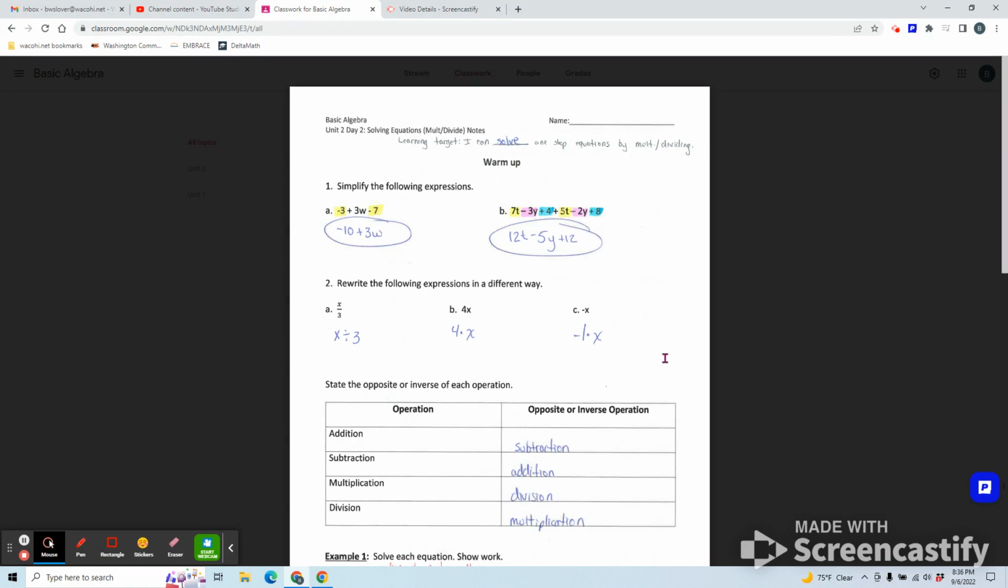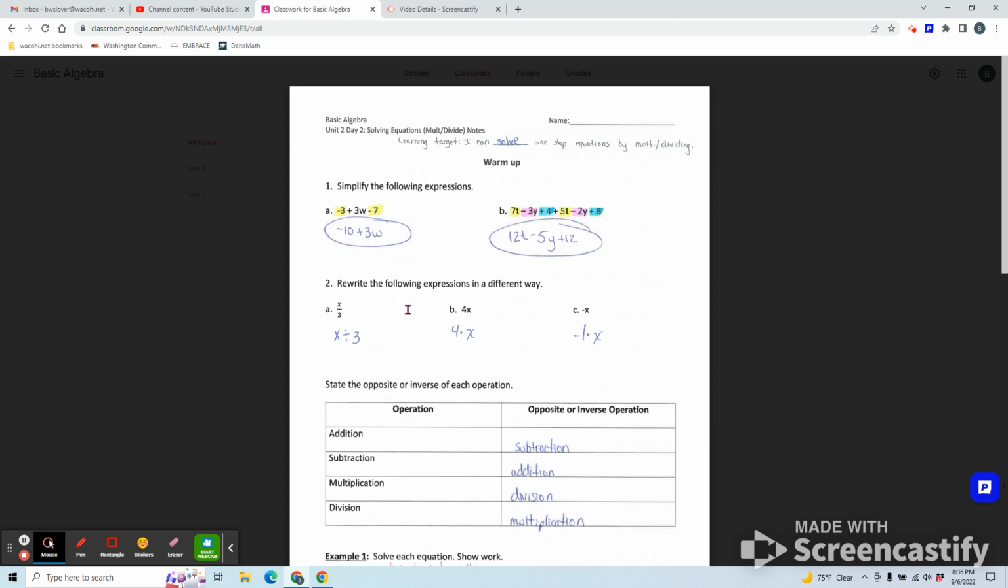All right, welcome back to Mr. Slover's Math. Today we are still solving equations one step, but this time we're going to do it by multiplying or dividing. So up top we still have the warm-up of collecting like terms, since we're still going to be utilizing that throughout the entire unit.